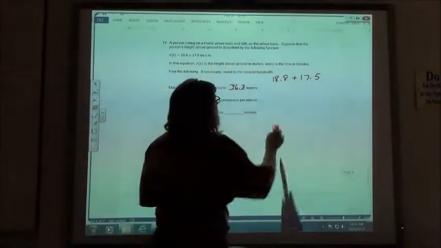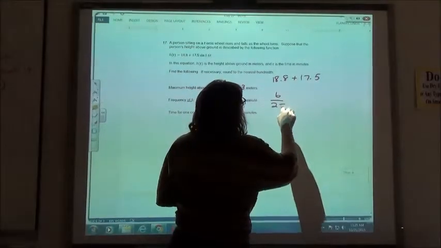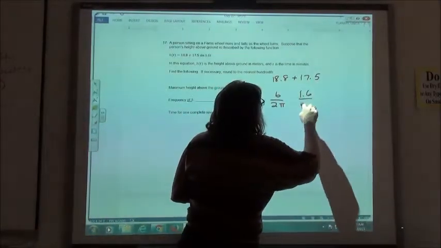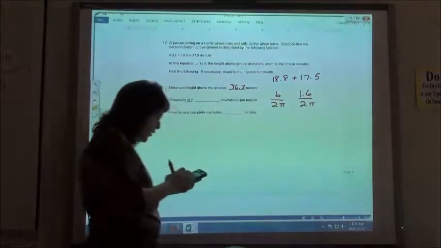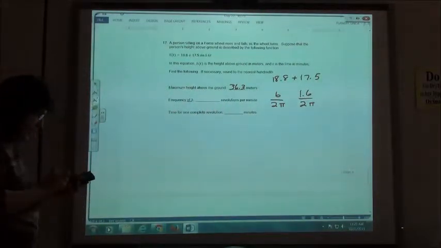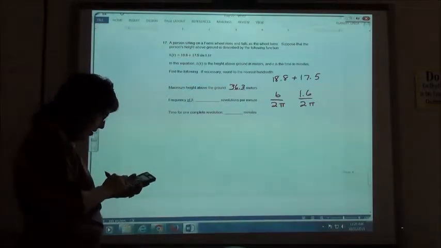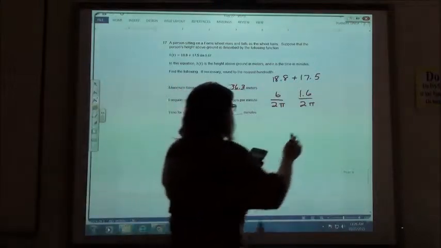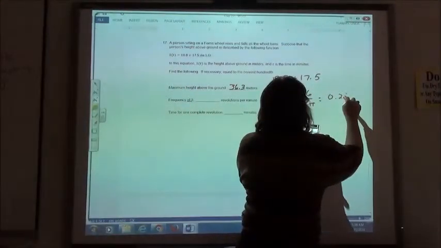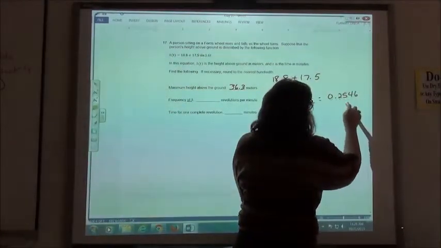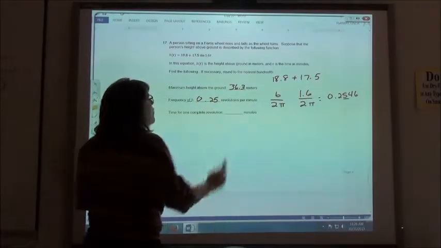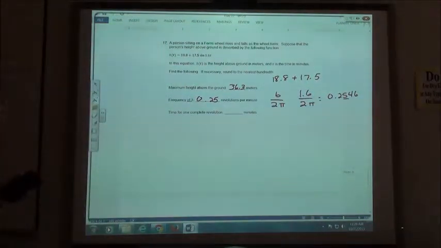Frequency, we are going to do b over 2 pi, and so my b value is 1.6, so I'm going to take 1.6 divided by 2 pi, 1.6 divided by 2 shift pi, gives me 0.2546, I'm rounding to the nearest hundredth, so 0.25 revolutions per minute is my frequency.